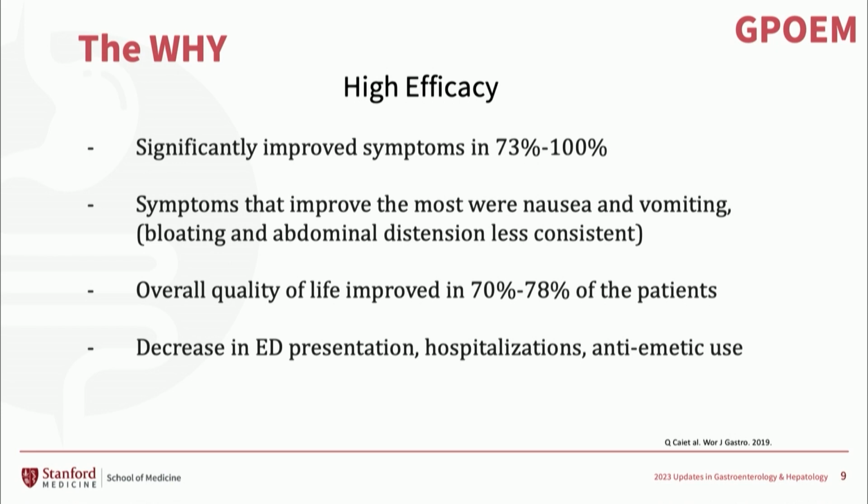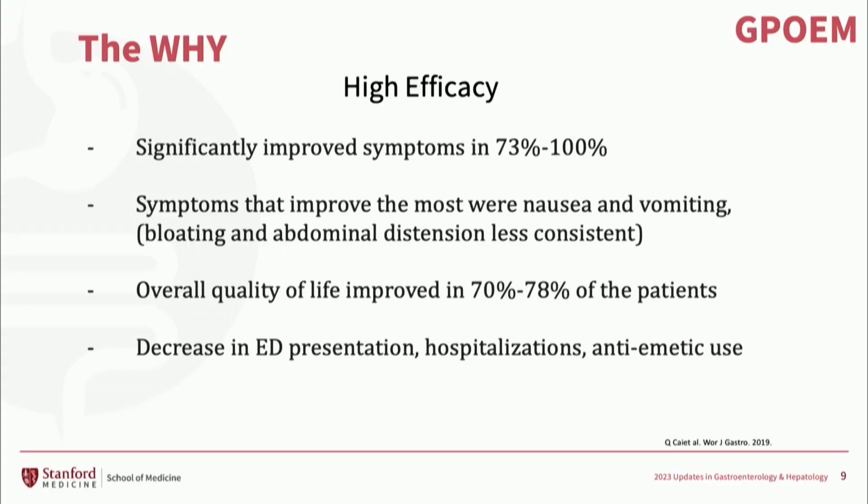So again, the why for G-POEM. G-POEM is about 5 to 6 years newer than POEM, but is demonstrating broadly that it's an effective treatment modality, though we're still working on longer-term data. Looking at a meta-analysis, we found that 73 to 100% of patients have significantly improved symptoms. The symptoms that were most improved were nausea and vomiting across all these studies, while bloating and abdominal distension seem to be less consistent, but there are several studies that show bloating is actually the most responsive symptom.